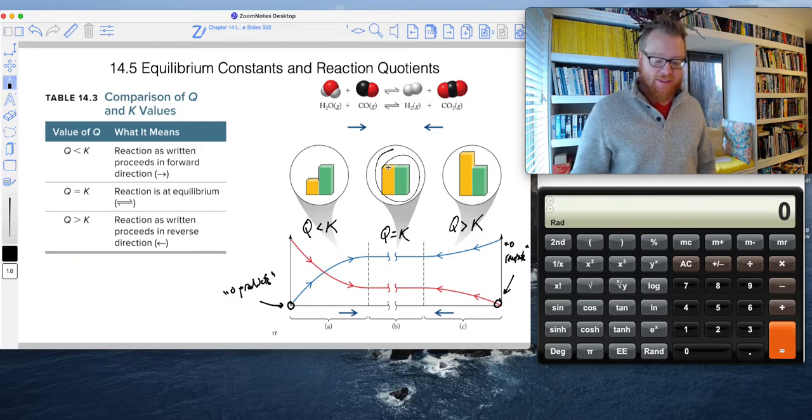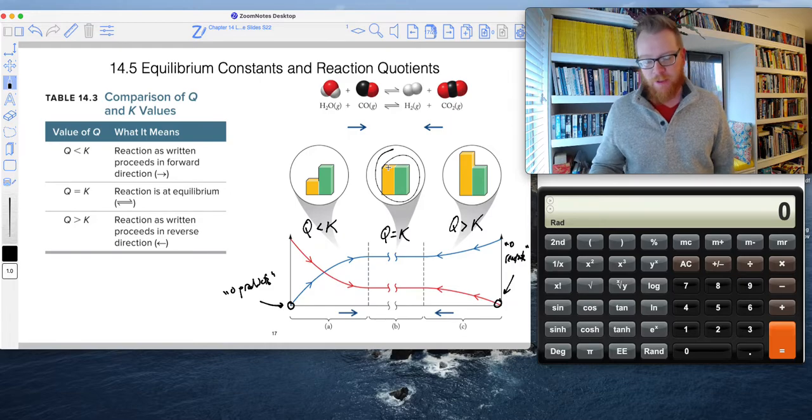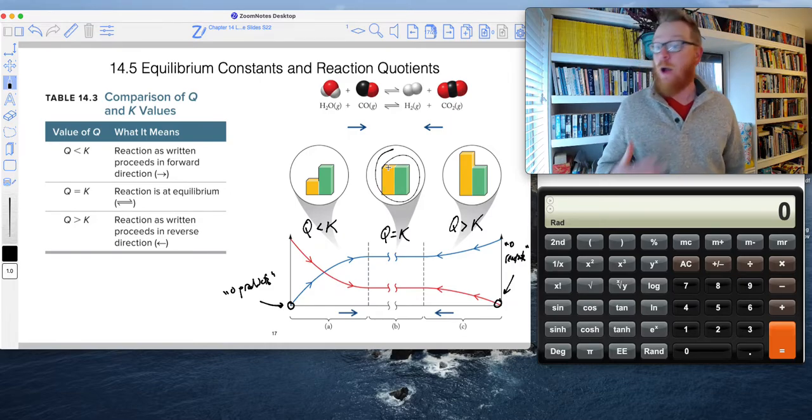In the next several videos, I'm going to be going through many different example problems on how we calculate equilibrium concentrations based on this Q.